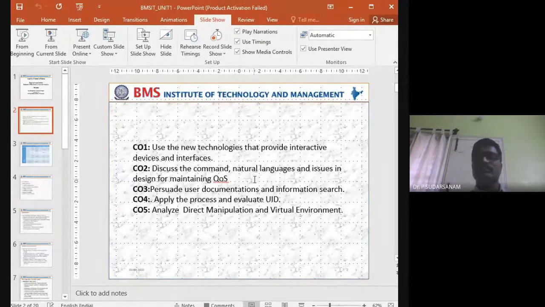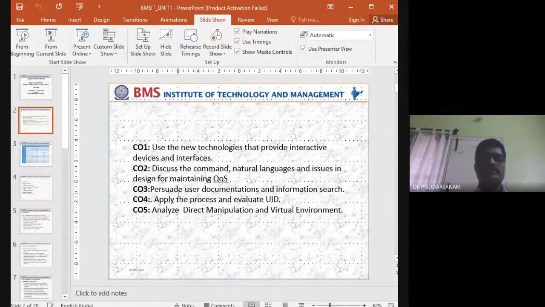Second one is discuss the commands and natural languages and issues in design to maintain the quality of services. So you need to use either commands or natural languages, whatever it may be. You can use which one is convenient for you. For searching purposes, whatever you are doing, they will be developing. Sometimes they will use the Unix commands, or sometimes SQL select commands, or sometimes programming. So they can do interaction purpose, user interface designing purpose. They can use anything, and that can be developed for quality of services. That is the second one.